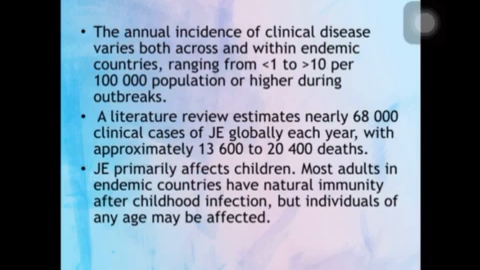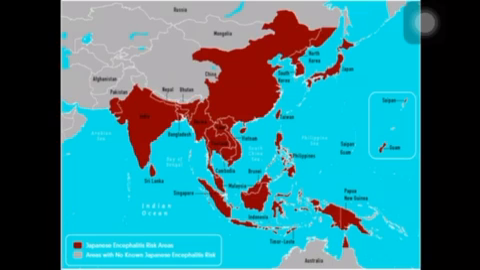Most adults in endemic countries have natural immunity after childhood infection, but individuals of any age may be affected. So this is the picture of areas affected by JEV. The red ones are the risk areas, while the gray ones are no known risk for JEV. As you can see, it's most Asian countries.